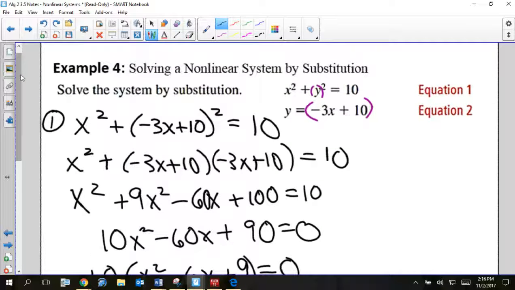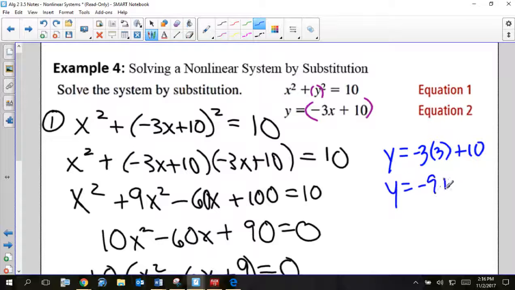We're going to plug in, so y equals negative 3x plus 10. So y equals negative 3 times 3, plus 10. So y equals negative 9 plus 10. So y is 1.